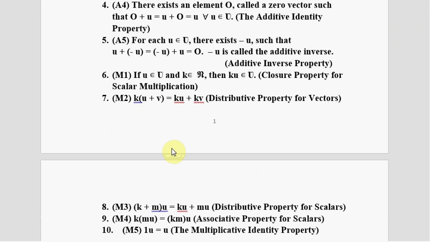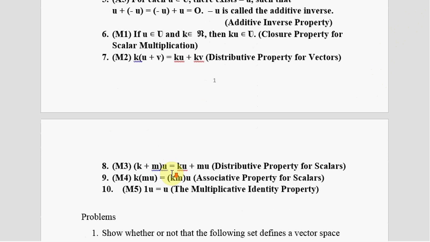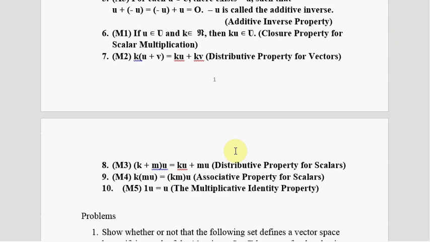And then M3, can you distribute a vector over the sum of scalars, and is the result the same left side to the right side? We have to show that. So you have the distributive property for scalars, and the distributive property for vectors. M4, the associative property for scalars. And so very straightforward. We'll look at that.